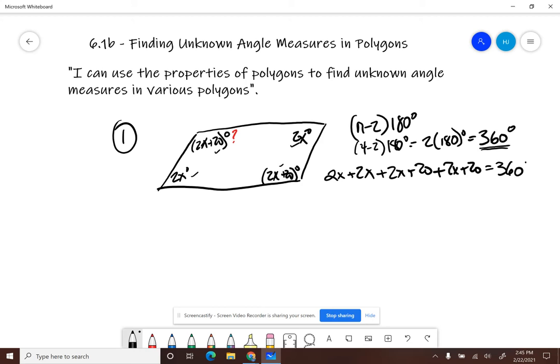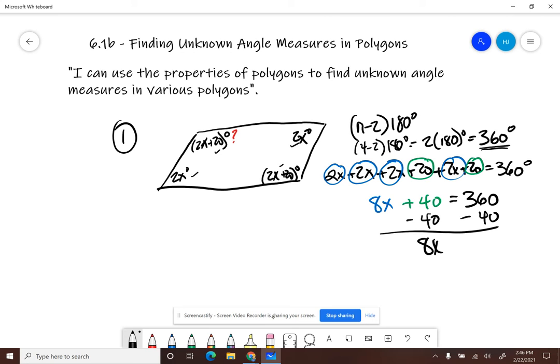I'm literally just taking everything that's inside and adding it together, and it has to equal 360 degrees. Looking at like terms, I've got a 2x, a 2x, a 2x and another 2x, so all of those equal 8x. I also have a positive 20 and another positive 20, which adds up to 40. All of that is still equal to 360 degrees. Working the equation out, I'm going to subtract 40 from both sides. It leaves me with 8x equals 320. If I divide by 8 on both sides, x equals 40. Now, that is not my answer. That is my value for x.